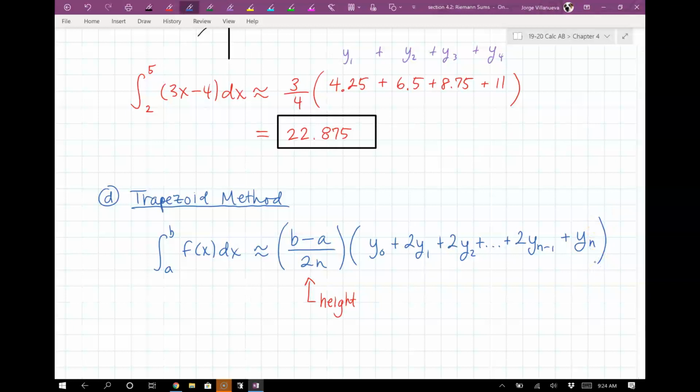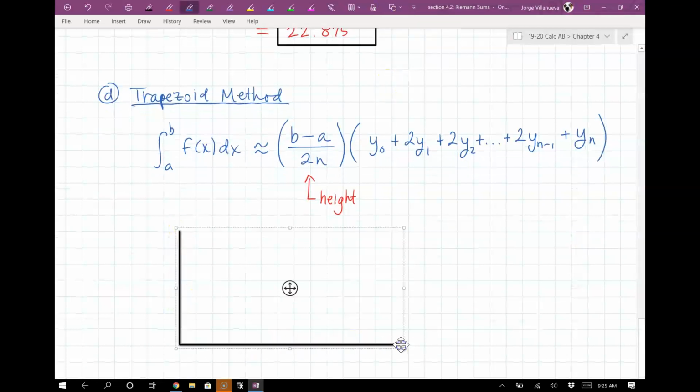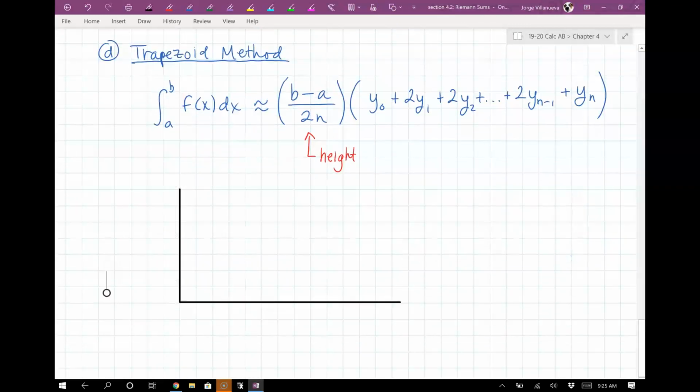Now, why does it do that? Let me show you a picture. I'm going to draw a picture that's kind of like just the one quadrant, okay? The reason why it does this, let's say the graph looks like this.